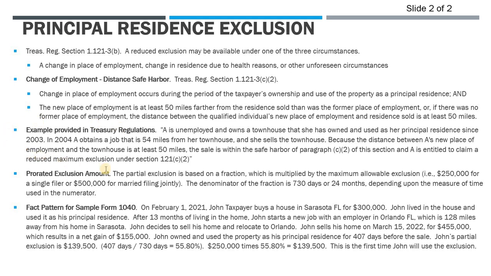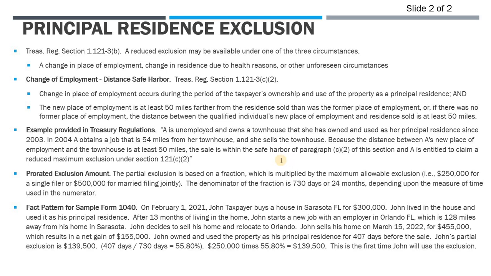So here's an example that was provided in the actual Treasury reg. The government has posted this as an example of who might qualify for this distance safe harbor. So they have A, who is unemployed and owns a townhouse that's been used as her principal residence. In 2004, A obtains a job that is 54 miles from her townhouse. So she sells the townhouse.